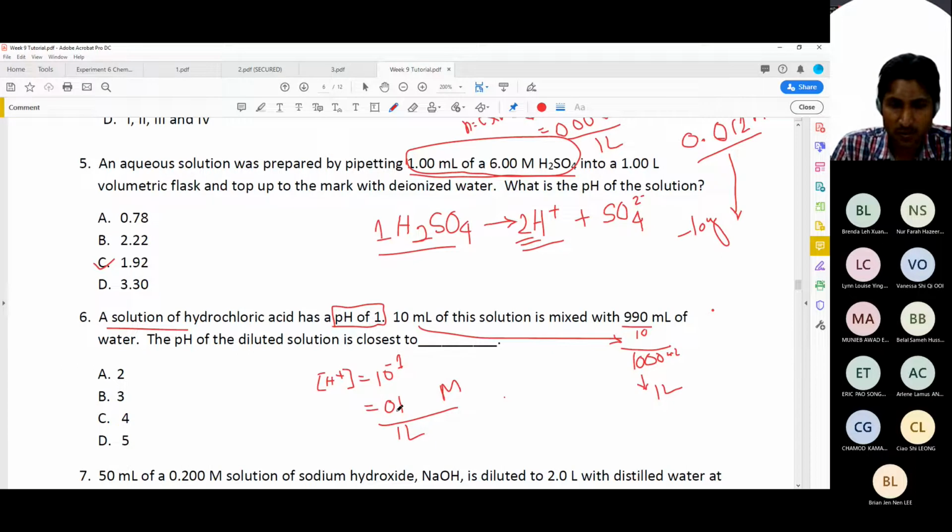So this is 0.1 molar. And then if it is 0.1 molar, negative log of 0.1 gives us, well, what? Log of 0.1 gives us 1. Right?